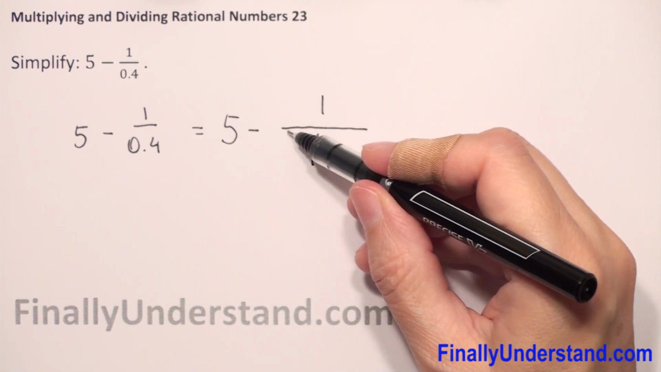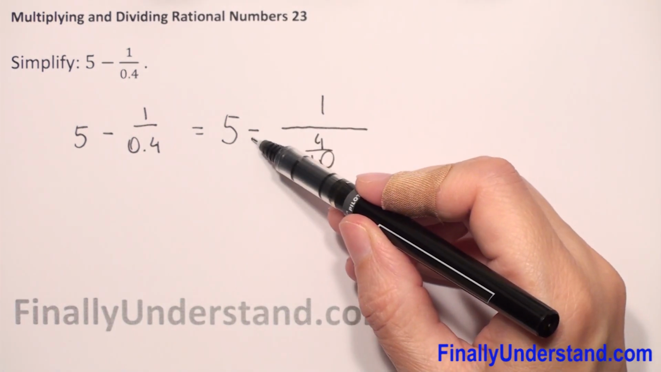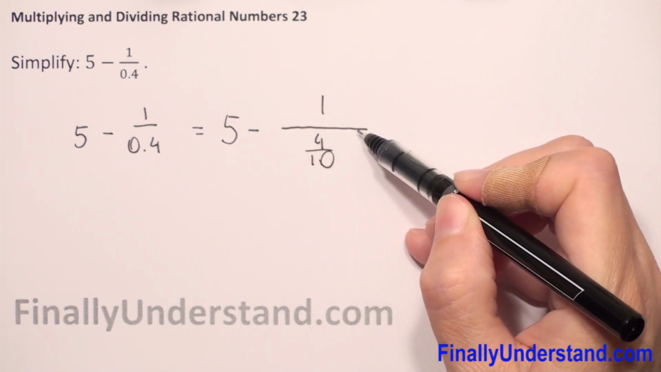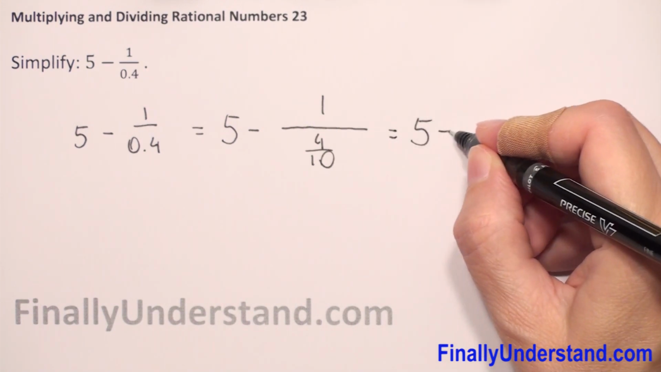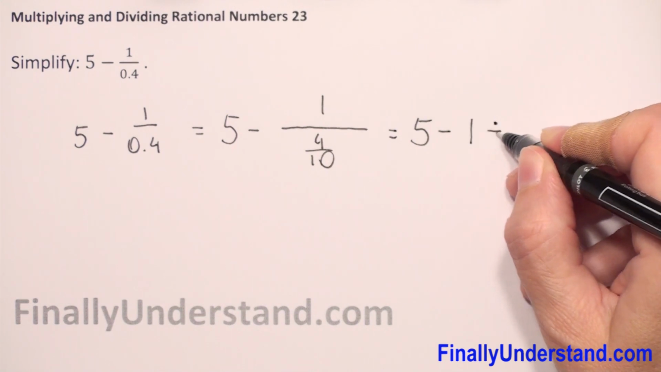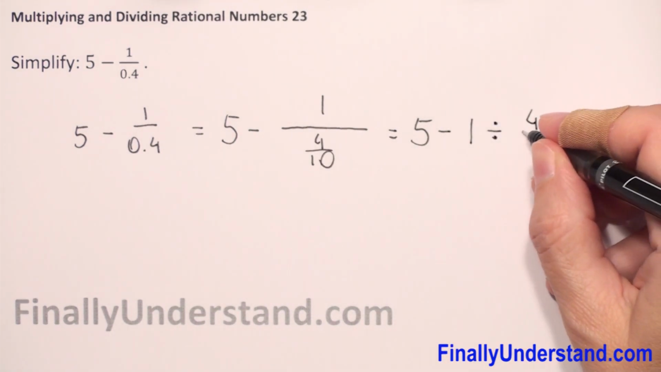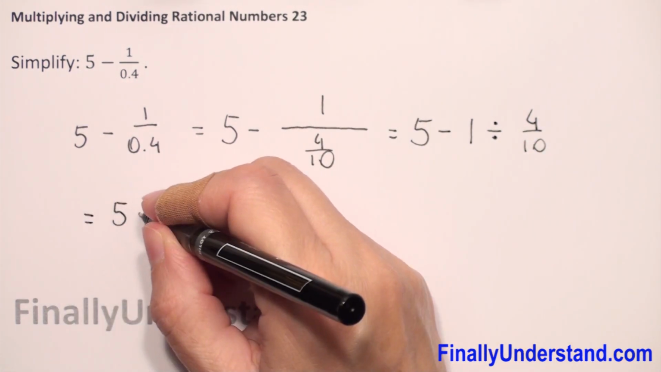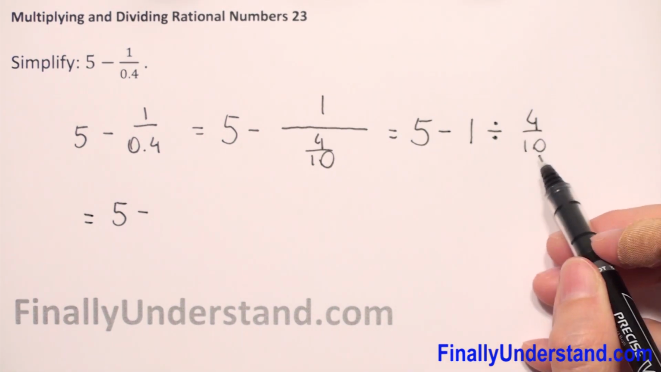And now fraction bar means division. We have division here and we have subtraction. The order of operations tells us that first we have to do division and next subtraction. So 5 we copy, minus, we can rewrite this as 1 divided by 4/10, because fraction bar means division. So this is equal to 5 we have to copy, minus 1 divided by 4/10.